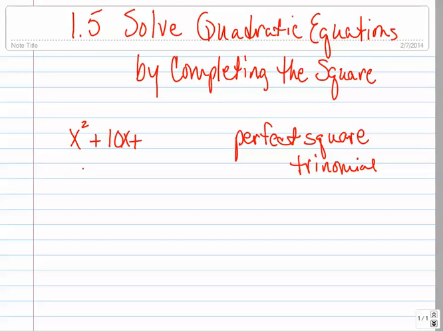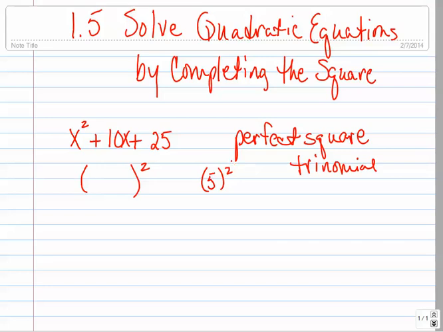A perfect square trinomial is one that can be factored into a binomial square, just like a perfect square number is one like 16, which is 4 squared. To find the number to add, I look at the linear term, and the coefficient of x is 10. You take half of 10, which means you divide it by 2. Half of 10 is 5, and that's what you want to square. And 5 squared is 25. So this is a perfect square trinomial.